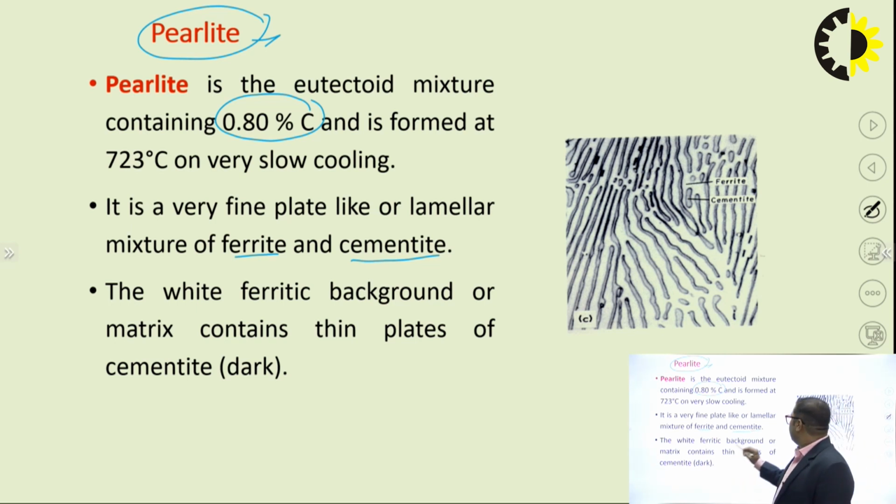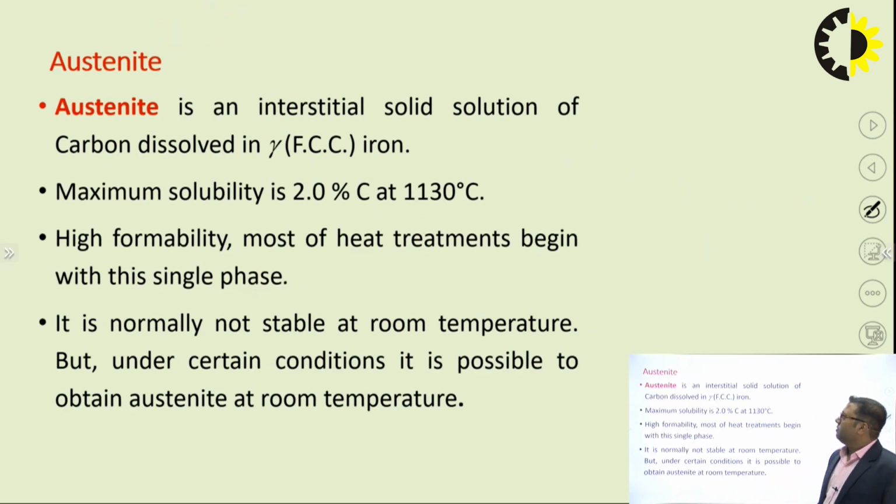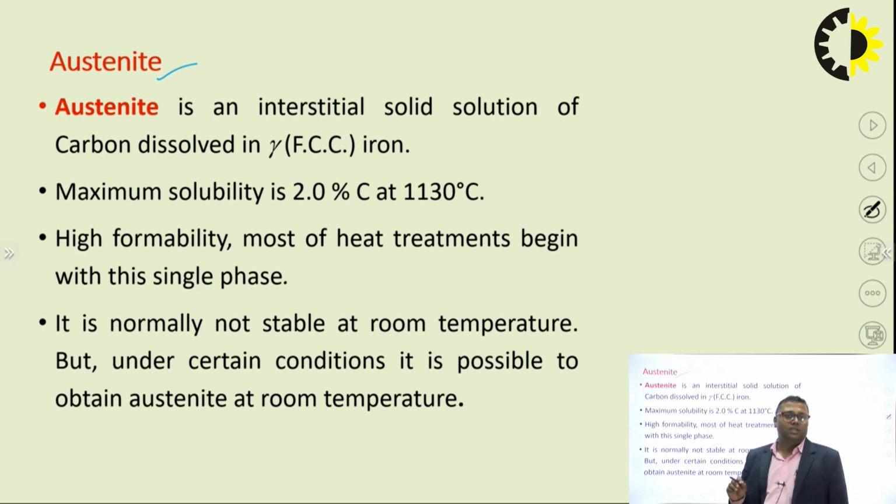You can see here the structure of pearlite. The white background shows the ferrite, and the columnar structure shows the cementite. The white ferritic background or matrix contains thin plates of cementite. Then the second phase of iron is austenite. This is one of the versatile phases which exhibits many different properties which are useful for human beings.